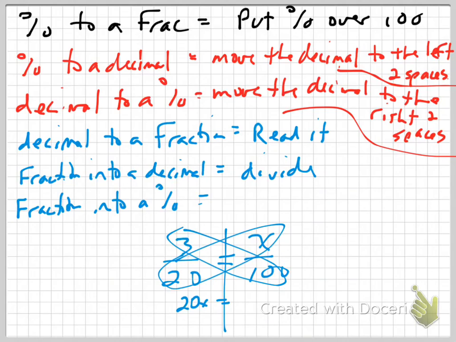20x equals, what's 3 times 100? 300. Divide by 20. X equals 300 divided by 20 is? 15. So the answer would be 15%. How many of you got 15%?